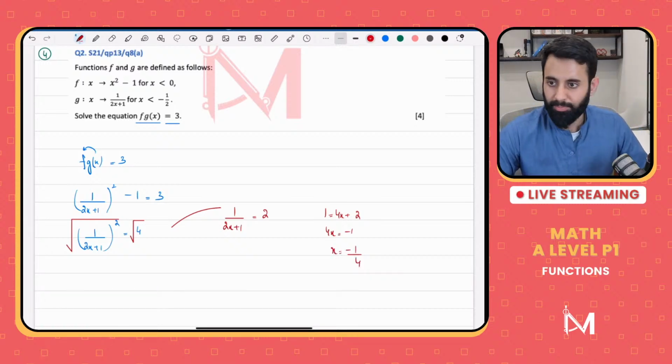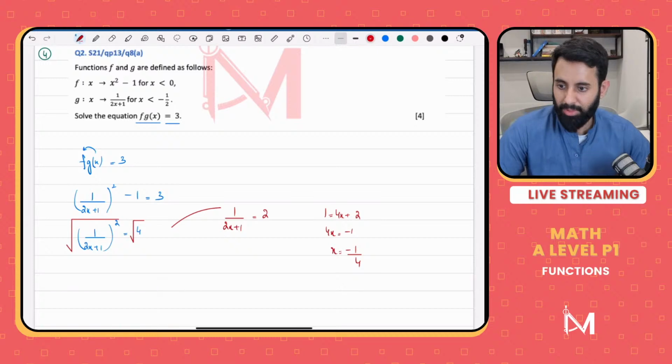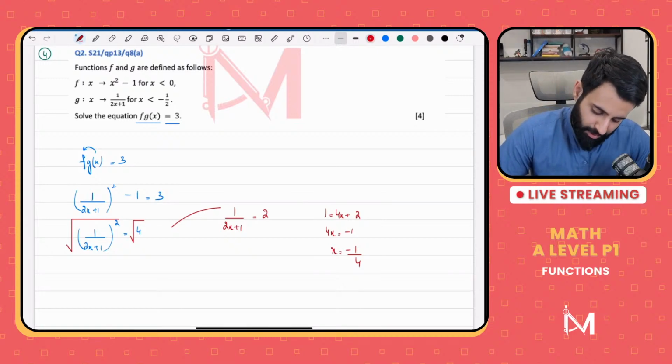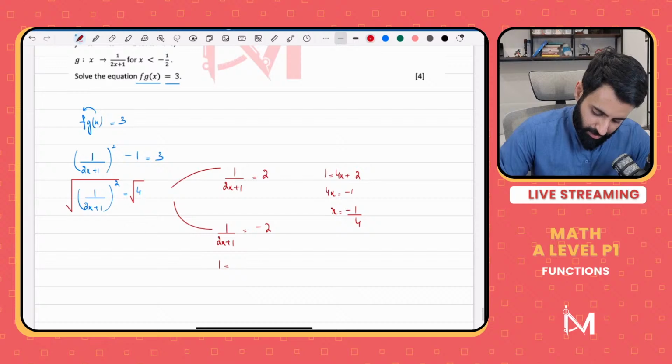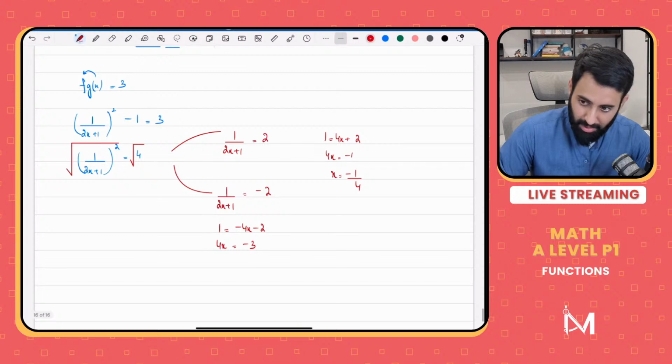That's one solution. Now, what about the other solution? How will we get the other solution? We'll get the other solution by solving with the negative square root. So if I solve with the negative square root, we get 1 upon 2x plus 1, which is equal to minus 2. Let's solve this. 1 is equals to minus 4x minus 2, which means positive 4x is equals to minus 2 minus 1, which is minus 3. That means x is equals to minus 3 upon 4.